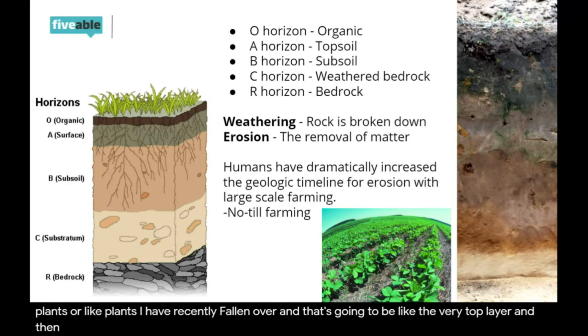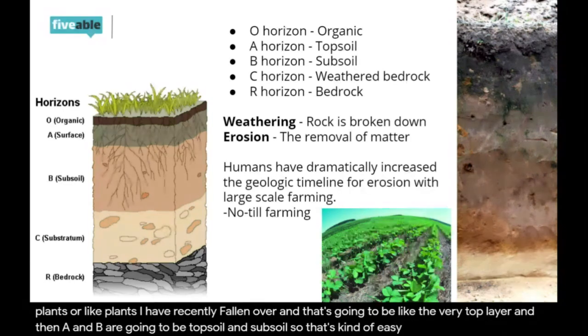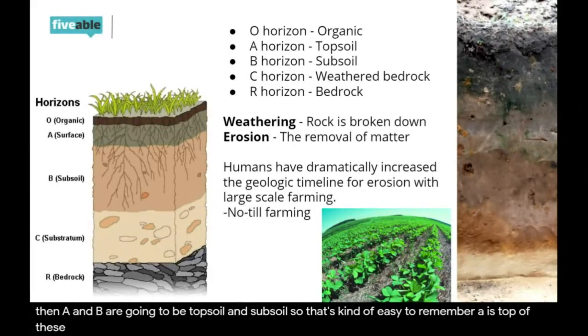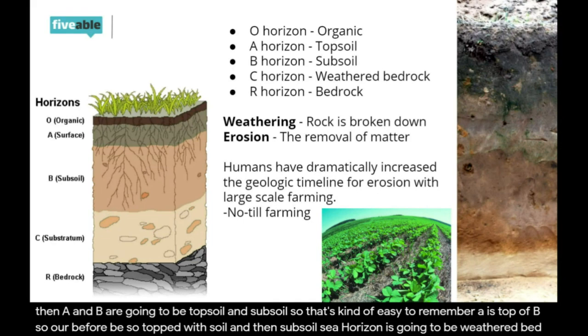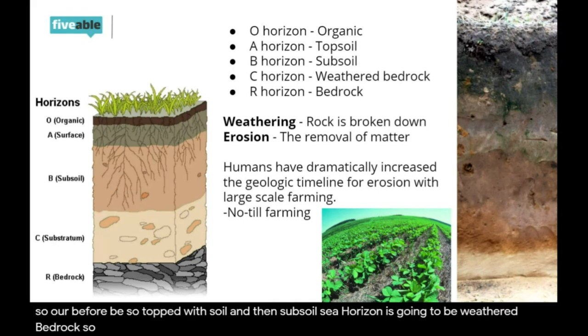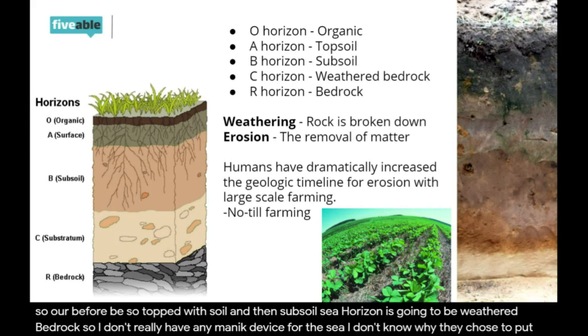And then A and B are going to be topsoil and subsoil. So that's easy to remember. A is on top of B, or before B, so topsoil and then subsoil. C horizon is going to be weathered bedrock. I don't really have a mnemonic device for the C. I don't know why they chose to put C.